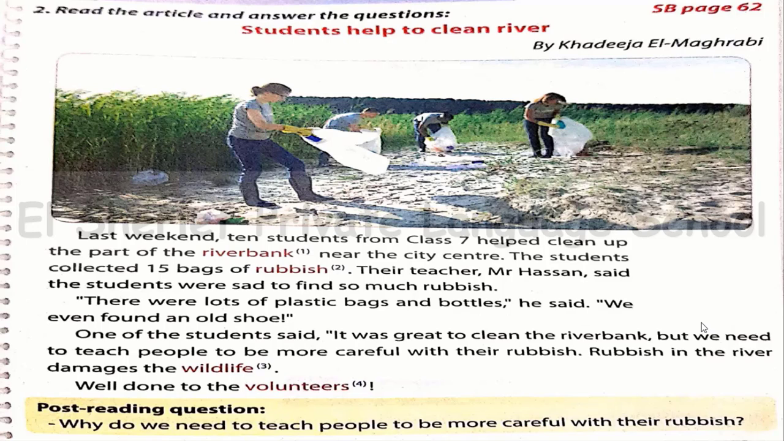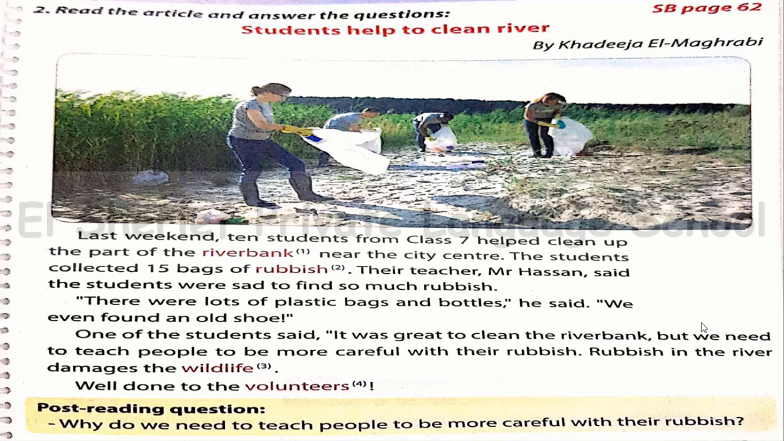Students help to clean river. For the beginning, help: we can see help to, or help clean, or help with cleaning. I have three kinds of help: help to plus the base form, help plus the base form, and help with verb plus ing or a noun. Last weekend, 10 students from class 7 helped clean up the part of the river bank. Again, help clean, so help plus the base form of the verb.